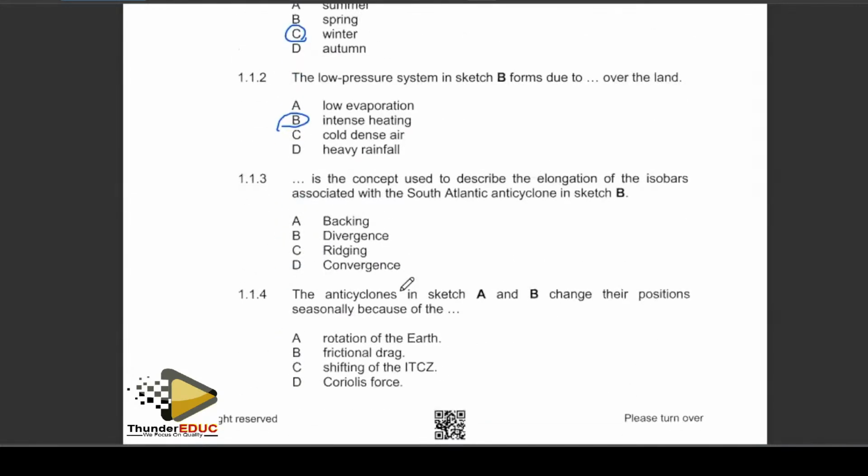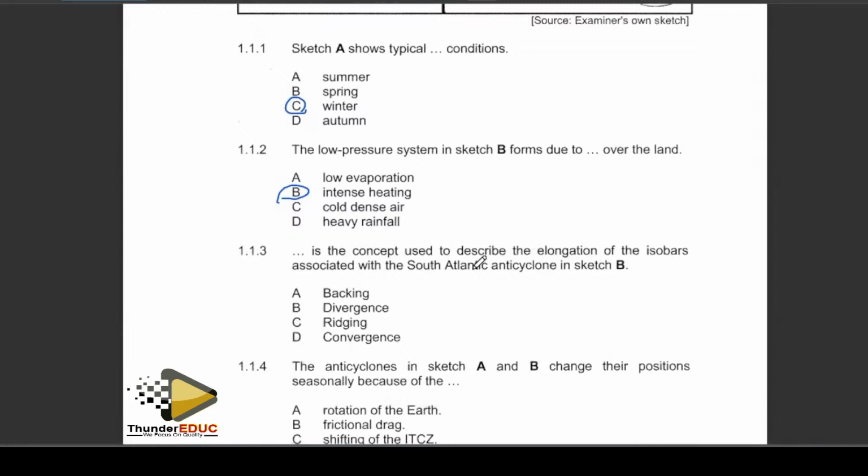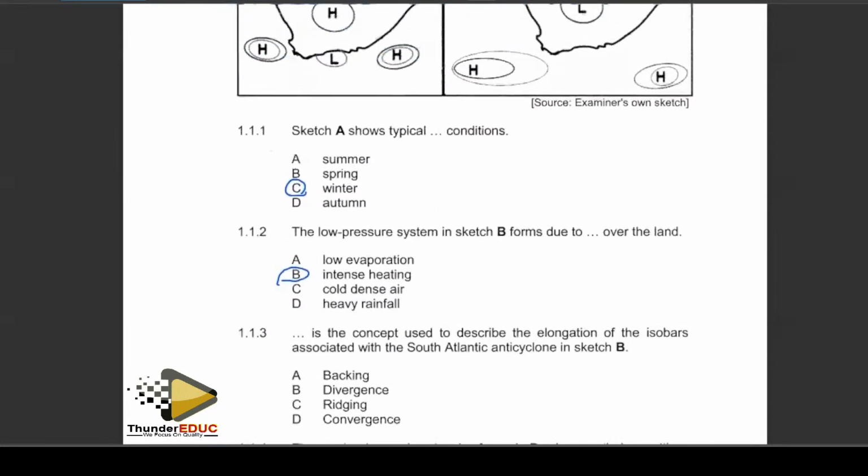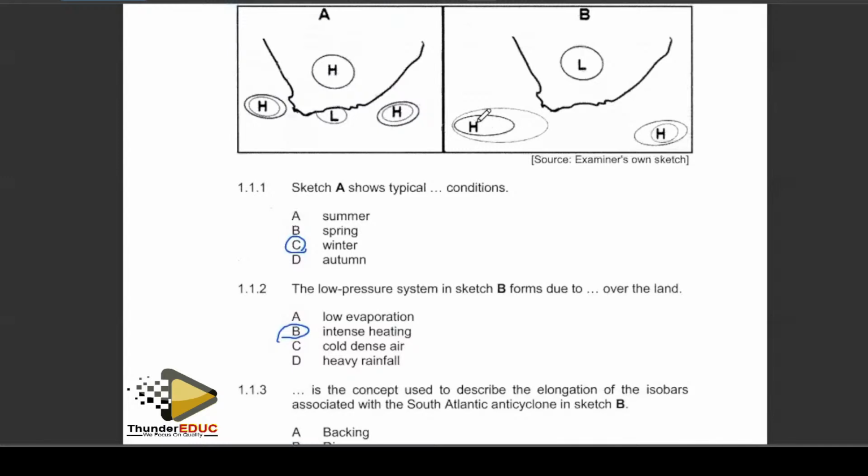Dash is the concept used to describe the elongation of the isobars associated with the South Atlantic anticyclone in sketch B. Right, if you check sketch B, how are we relating to the elongation? Right, what we call an elongation, if you check the distance from the center of our high pressure cell to the outer lying isobar here on this direction, to the western direction. If you check here, the distance is relatively smaller, which means there's a steeper gradient here.